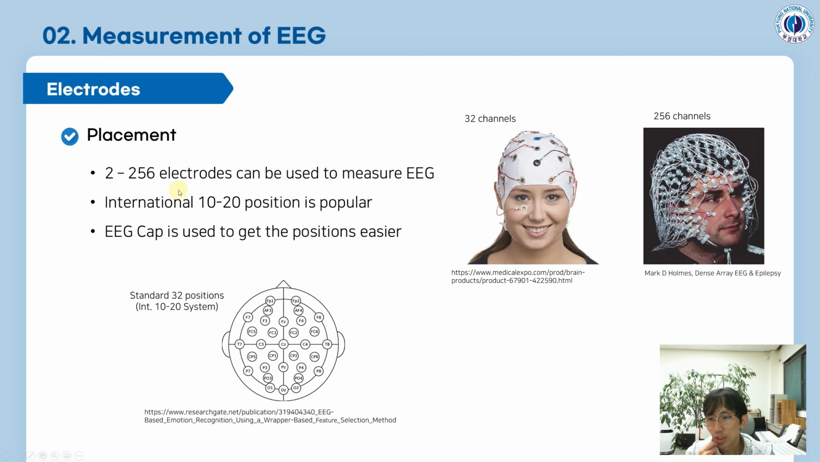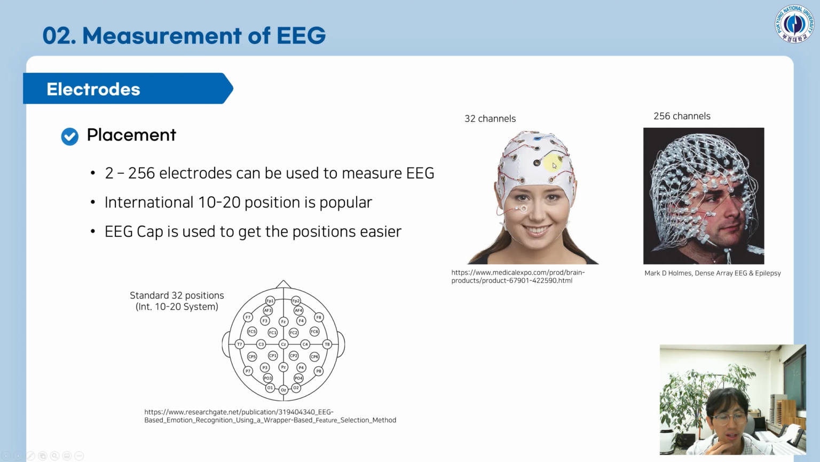And to record EEG, maybe some devices use only 2 channels of electrodes, but if you are doing some research, in most cases you will probably use 16 or 32 channels. Okay, but it takes so much time to put 32 electrodes on your head. So the EEG cap, electroencephalogram cap, is used to get the positions easier. So this is a cap, and you just wear it.